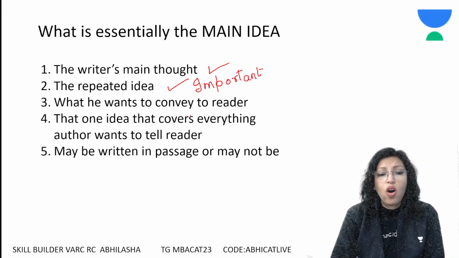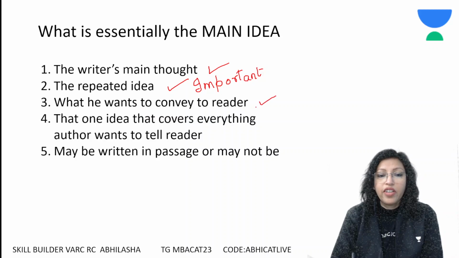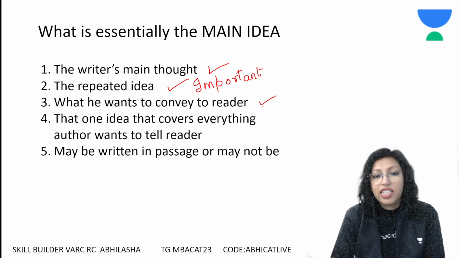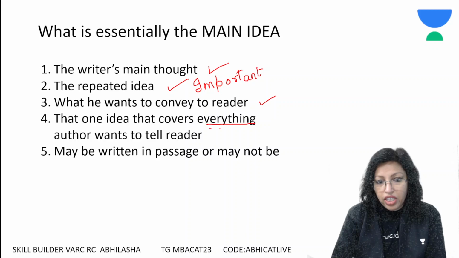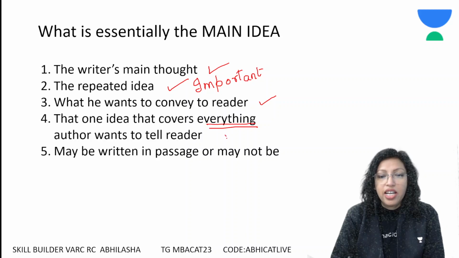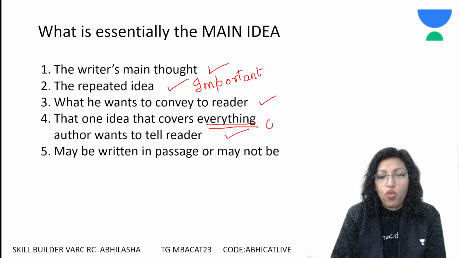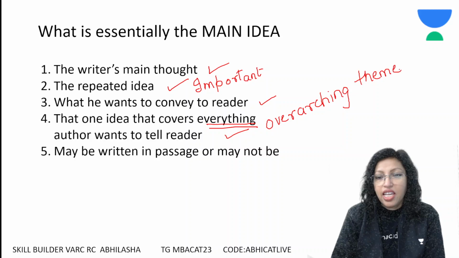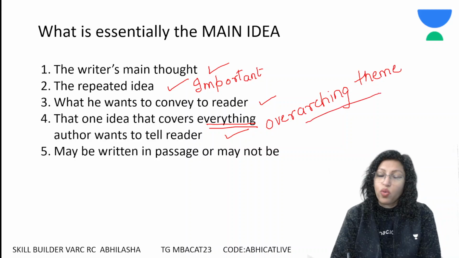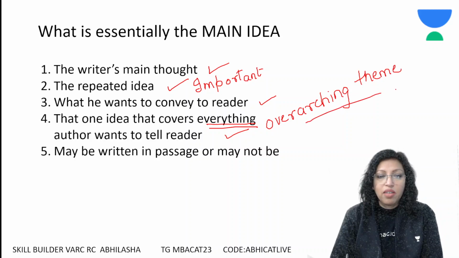So exactly the thought that he wants to convey to the reader, and that is the main idea. That one idea that covers everything that the author wants to tell the reader. Everything. Okay, that one idea is the main idea. That overarching theme. Like I was saying, the overarching theme of the passage is the main idea. That one thing that the writer is saying to you throughout whatever he has said. That is the main idea.